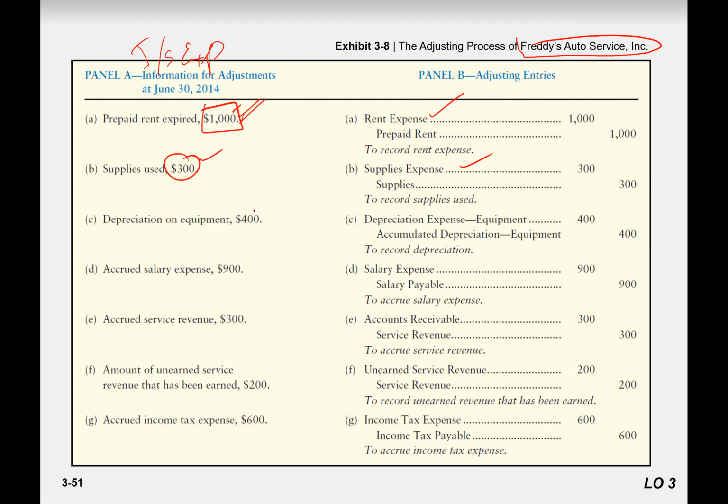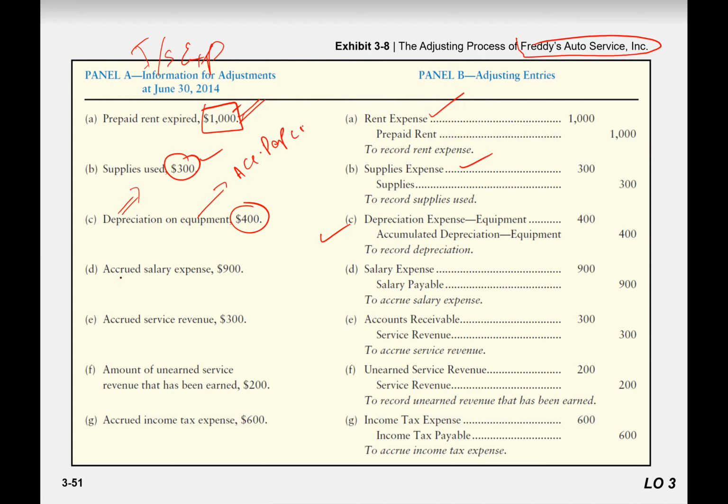And then depreciation on equipment. This is the special case in which we don't write depreciation expense to equipment. Why? Because we need to create a contra account, or opposite of the fixed asset or long-term asset. We call this accumulated depreciation, right? An increase in asset would be debited, but the contra account, or opposite account of the asset, means credit. So the entry would be depreciation expense to accumulated depreciation, right?